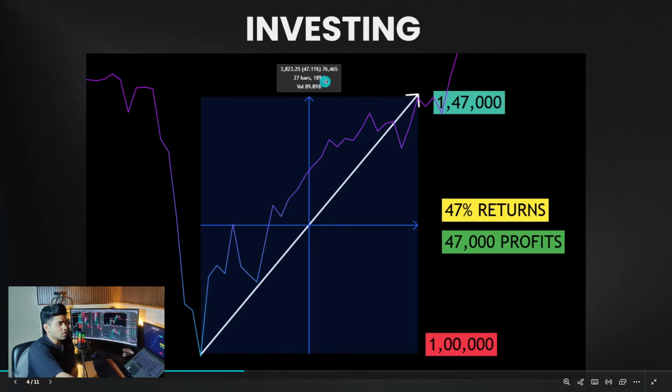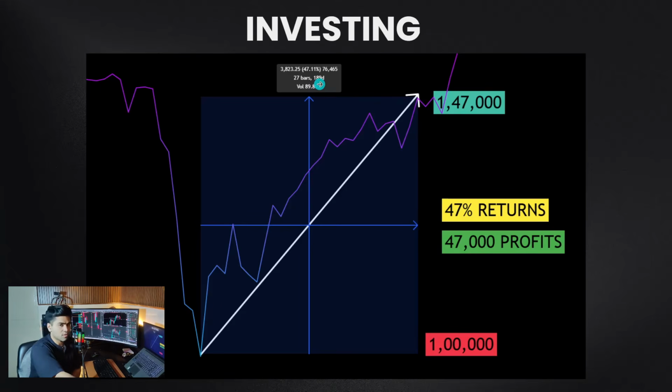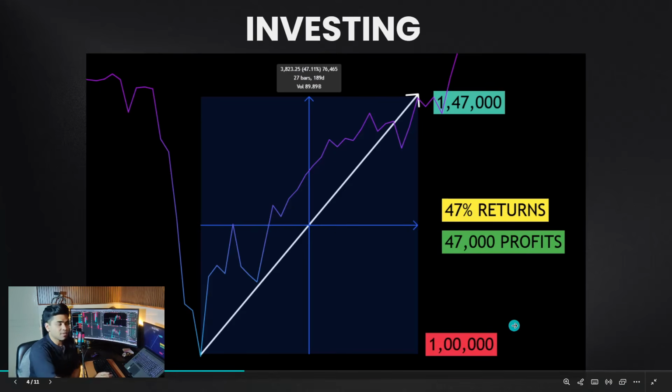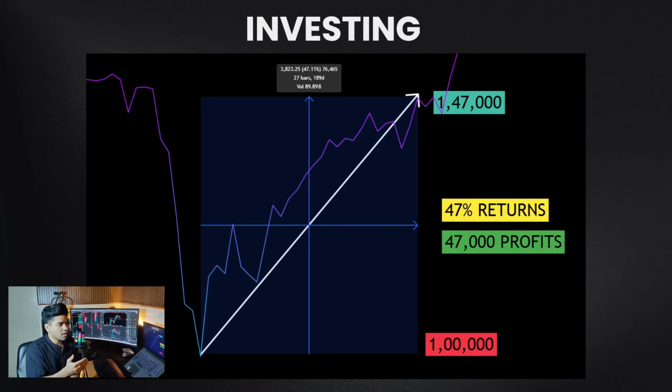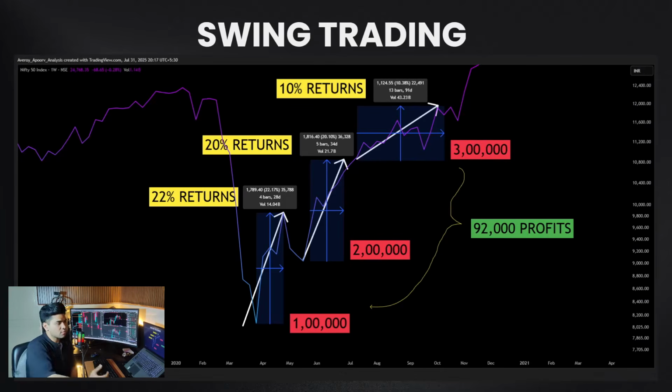Now that period of time is around 200 days. Here it is written 189 days, right? So around 200 days you were sitting in that particular instrument, and then you made a total of 47% return. You guys can see, so 47% returns on 1 lakh is equivalent to 47,000 rupees. So after a period of 189 days you exited it, and at this point you were having 1 lakh 47,000 rupees.